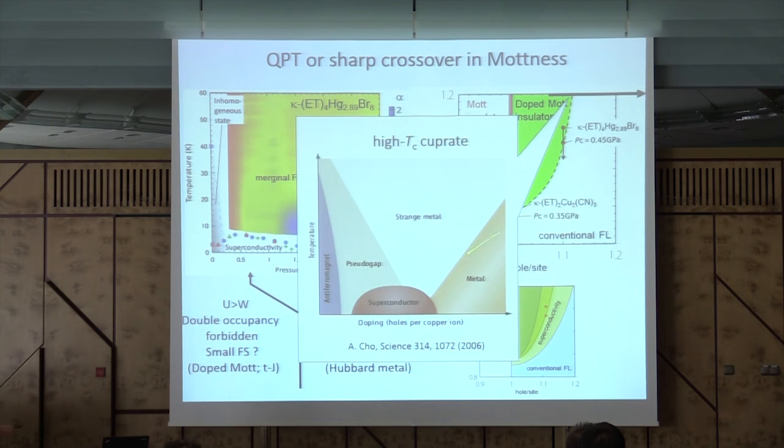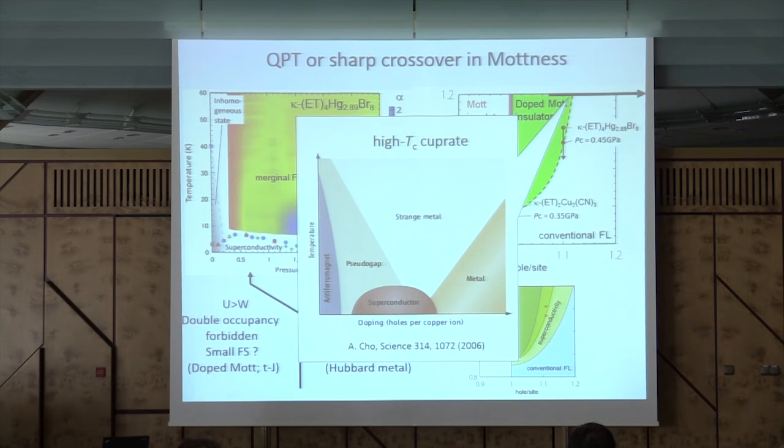In this case, the controlling parameter is pressure, namely U, and in high-Tc cuprates the controlling parameter is carrier density. But the change of the carrier density changes the screening, so the strength of the onsite Coulomb interaction. So in this sense, these two parameters have common aspects to control.